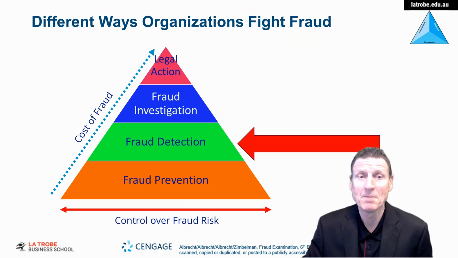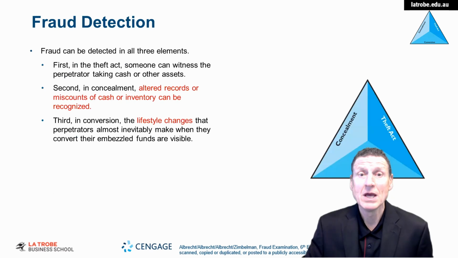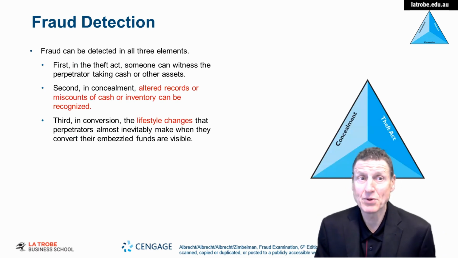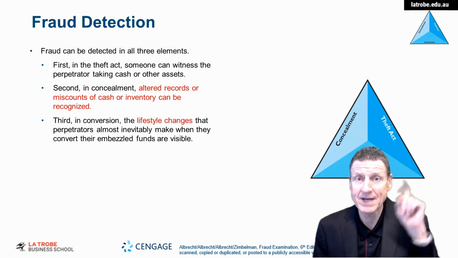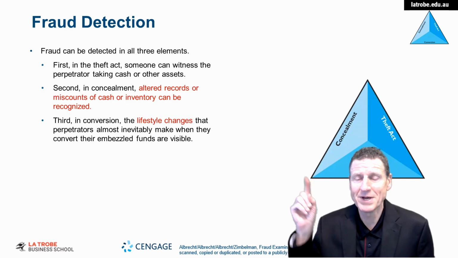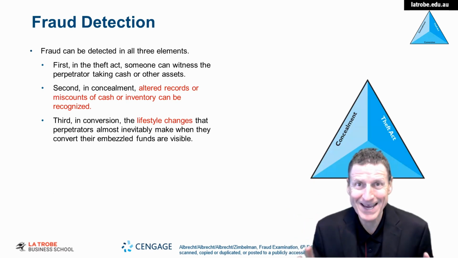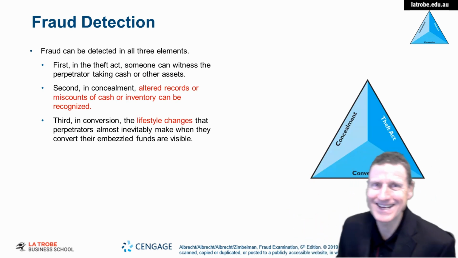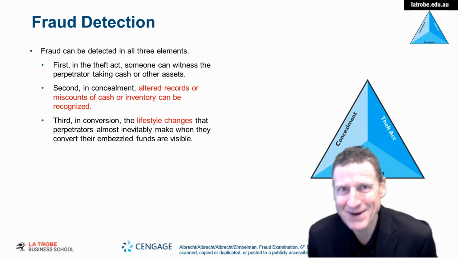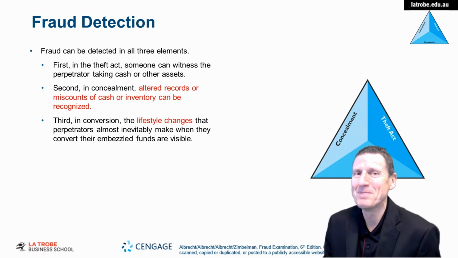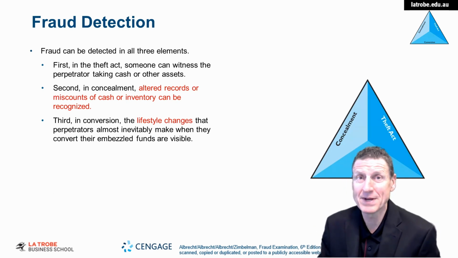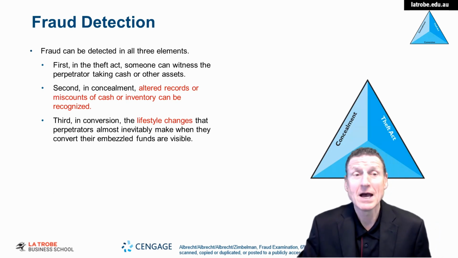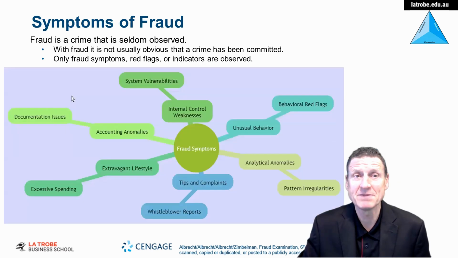Wow. So we all know that fraud can be broken down into 3 acts: the theft act, the concealment, and the conversion of what you have stolen into money so you can go and spend it on your holidays, your BMW, or what have you. Let's get into the symptoms, shall we?